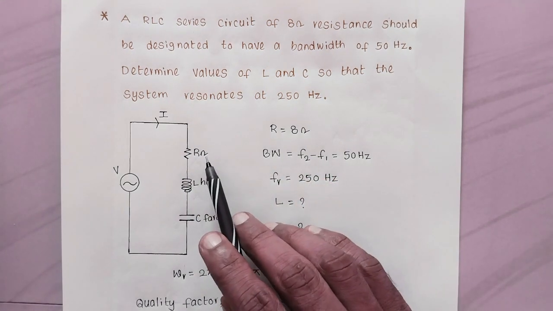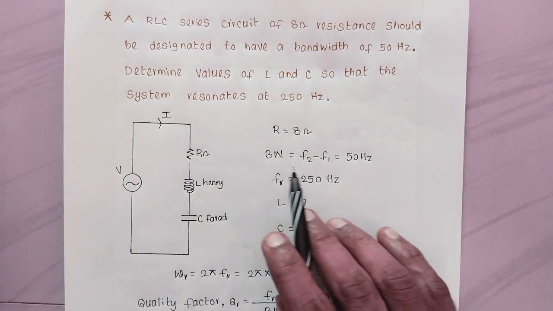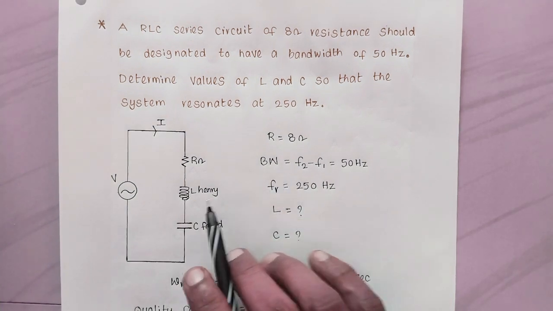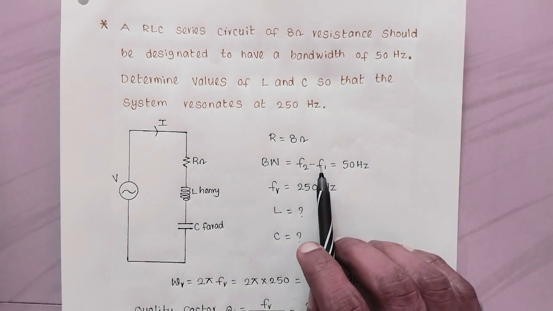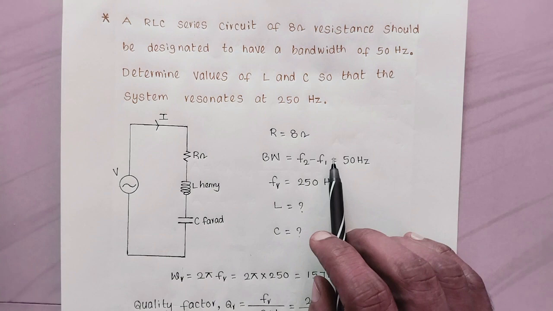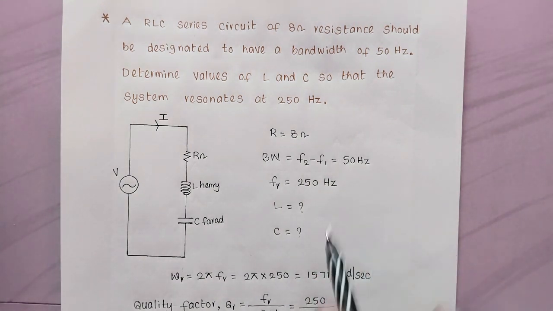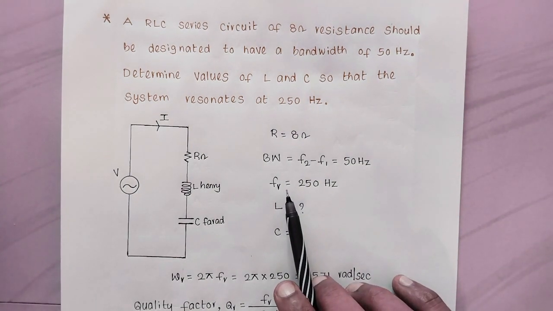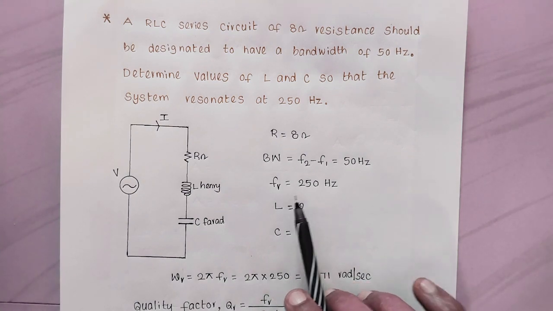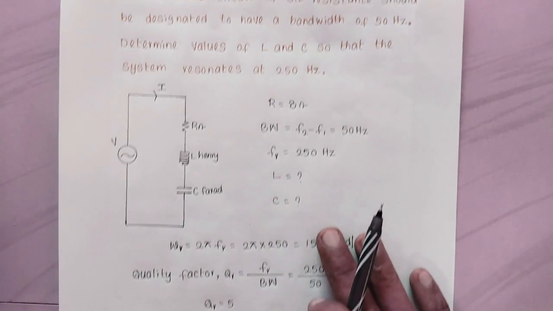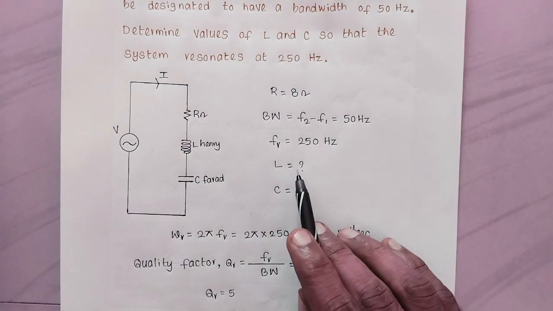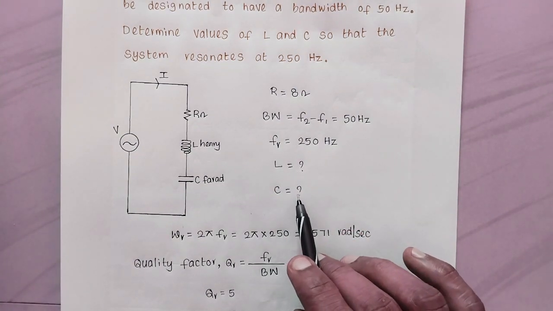So here the resistance value is given and the bandwidth of the circuit is given, that is F2 minus F1 in Hertz. So 50 Hertz is the bandwidth, and the resonant frequency, so the circuit resonates at a frequency of 250 Hertz. So we are asked to find the value of L and the value of C.